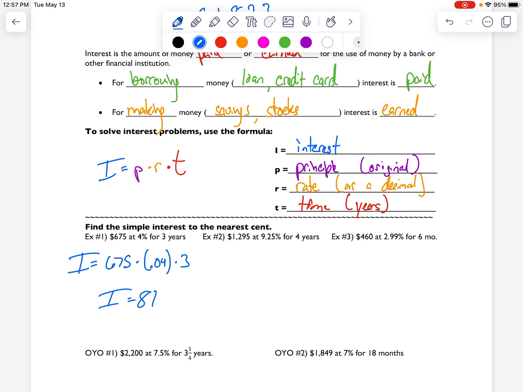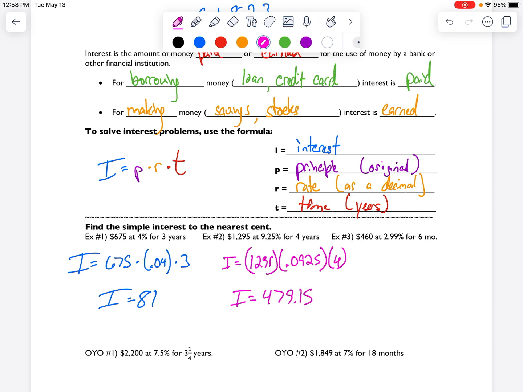All right. So on my next one, interest paid or earned is going to be 1,295 times, and again as a decimal, I move over 2, so this becomes 0.0925. It's not uncommon for interest rates to go to the hundredth, which would be the 10,000ths once we convert it to decimal, times 4. If you haven't already seen one of these videos or been in class, you know that calculators are our friends. Could we conceivably do this multiplication? Yes. I wouldn't spend our time doing that right now, though, when we can just type it into the calculator and solve.